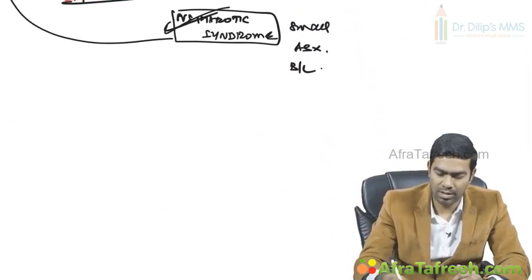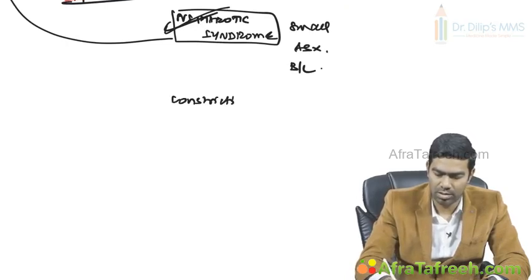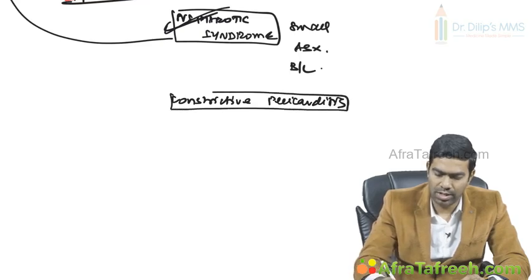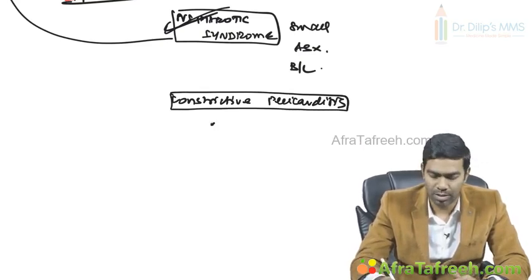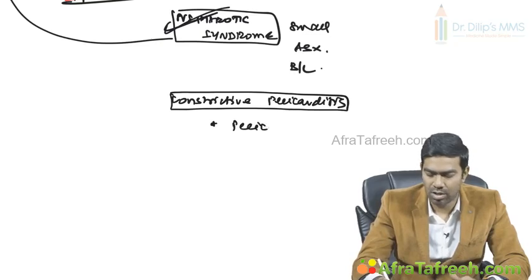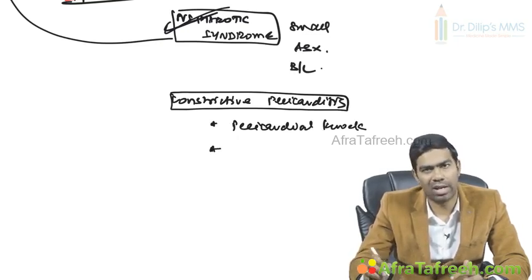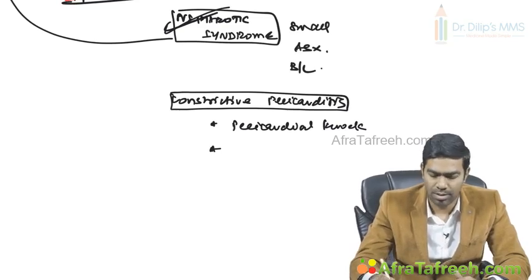Apart from that, you have a disease called constrictive pericarditis. Usually the evidence of constrictive pericarditis is very simple. We'll be discussing in detail about constrictive pericarditis in the cardiology section. But the evidence is two things you have to know. One is pericardial knock on examination, which is a diastolic sound. Again, we'll discuss in the cardiology section.